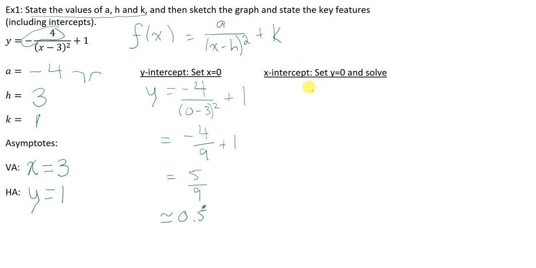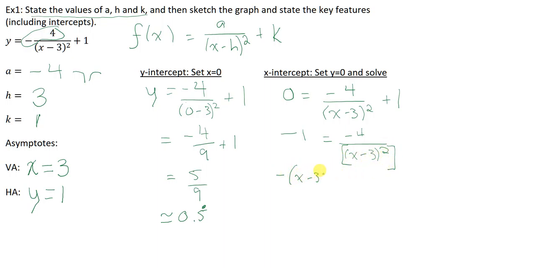And then our x-intercept, if they exist, again, we set y to 0. So I get negative 4 over x minus 3 squared plus 1. Again, we start from the outside and work our way in when we're solving for x. So we start by subtracting the 1 over. So I get negative 1 is negative 4 over x minus 3 squared. And I'm going to multiply this up. So basically multiply both sides by that expression there. So I end up with negative x minus 3 squared is equal to negative 4.